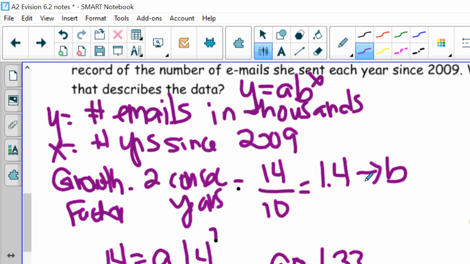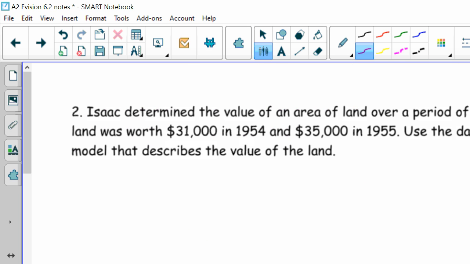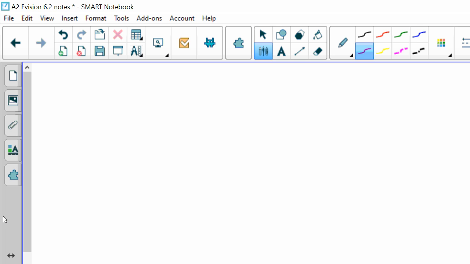Okay, let's look at one more of those. On the last page, it says Isaac determined the value of an area of land over a period of several years since 1950. The land was worth $31,000 in 1954, $35,000 in 1955. Use the data to determine an exponential model that describes the value of the land. Again, first we need our growth factor between 2 consecutive years.